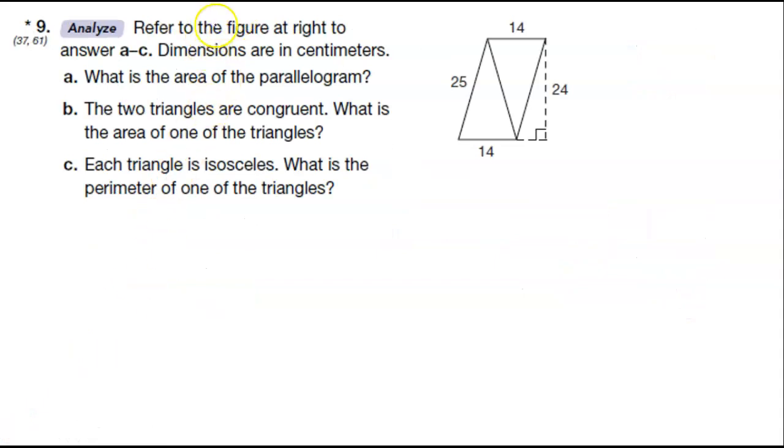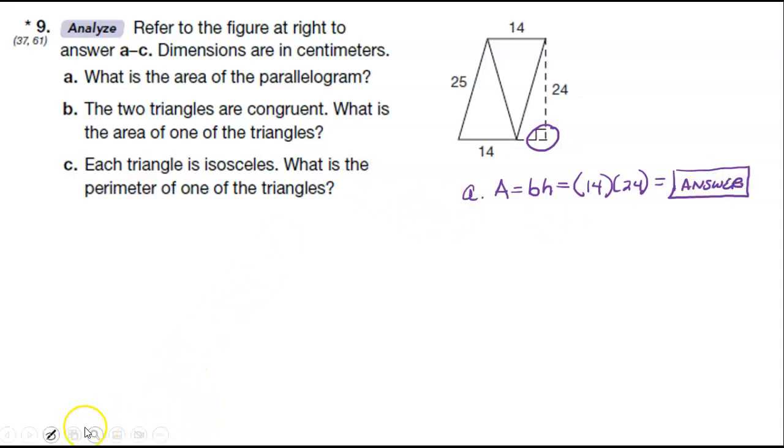Okay, number 9. Refer to the figure to the right to answer A through C. The dimensions are in centimeters. So A says, what is the area of the parallelogram? So we have this parallelogram. Let me put A here. So the area of a parallelogram is base times height, making sure that height makes that 90-degree angle there. So my base is going to be 14. My height is going to be 24. You're going to multiply that and get the answer for A.